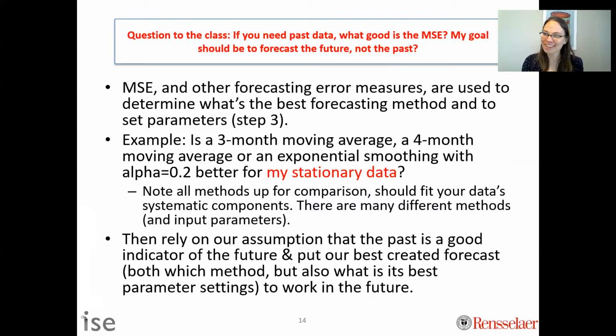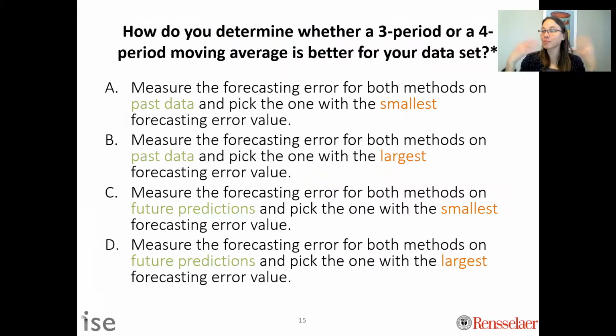So hopefully that makes sense, because here's my last clicker question for this video. My question to you is, how do you determine whether a 3-period or 4-period moving average is better for your data set? I'll let you pause, read through this, and then hopefully get the right answer.